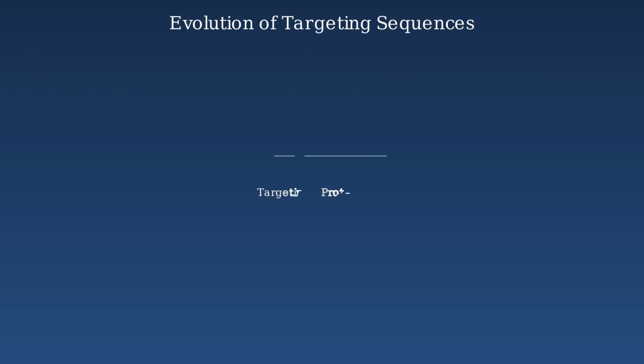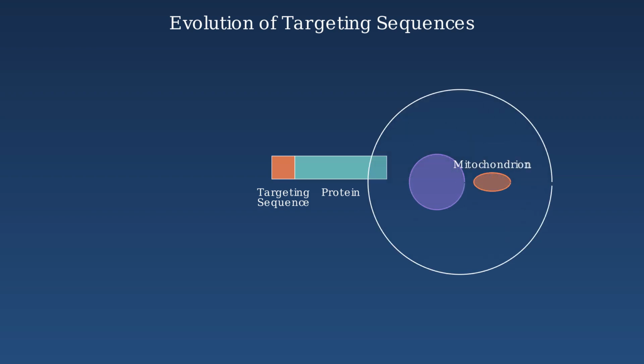As genes moved to the nucleus, a crucial innovation was needed: targeting sequences. These short peptide segments at the beginning of proteins act as address labels. These targeting sequences direct proteins back to their appropriate organelles after being synthesized by ribosomes in the cytoplasm.